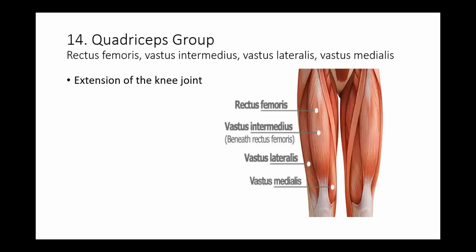Okay, number 14, your quadriceps group. This is your rectus femoris, vastus intermedius, vastus lateralis, vastus medialis. You cannot see your intermedius because your rectus femoris is covering it up. This extends your leg. Whenever you do knee extensions or leg extensions, this is your quads at work. They allow you to stand up straight. They also stabilize your knee.